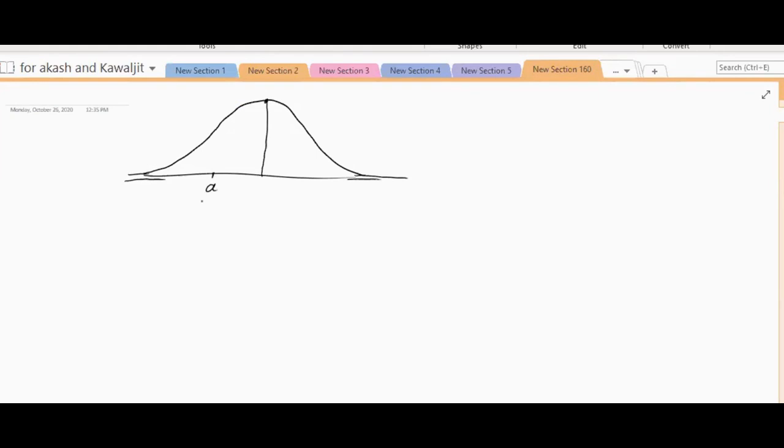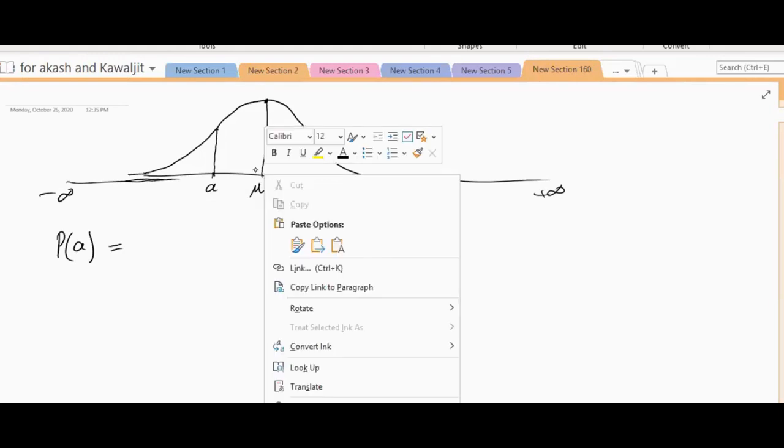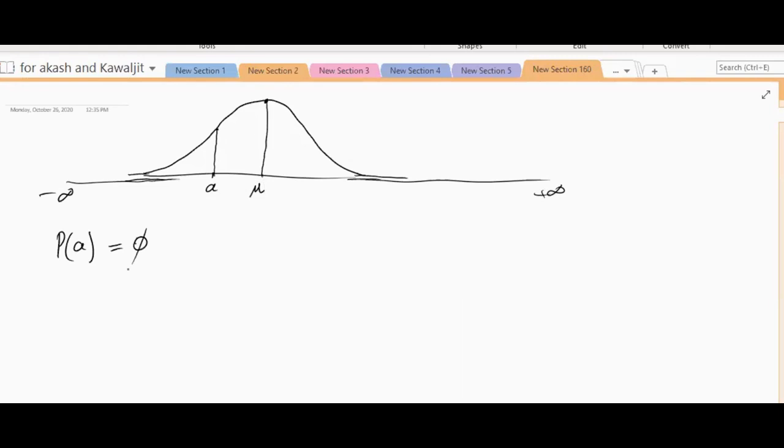What is the chance that A will happen? It's a continuous variable. The possibilities are from negative infinity to positive infinity. There are infinite possibilities. What is the chance that A will happen? Zero. Yeah, so let's say if this is A, the height of this curve shows that this chance is less than the chance of the mean, let's call it mu. The chance of A is less than the chance of mu, but it is zero. Even the chance of mu is? Zero, okay? So the chance of any outcome is zero.